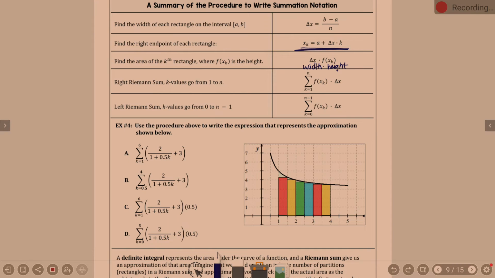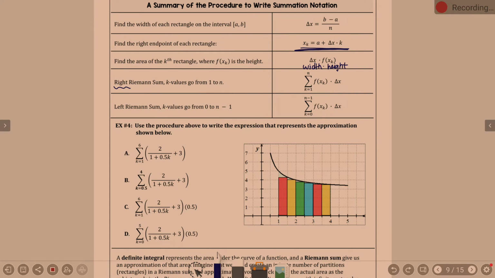What was pointed out in the notes was that College Board, AP, will most often do right Riemann sums in a situation like this. So when you're trying to write out the Riemann sum notation and the limit notation, it will most often be a right Riemann sum, which is good because it's a little bit easier. So that's what this homework focuses on, is right.